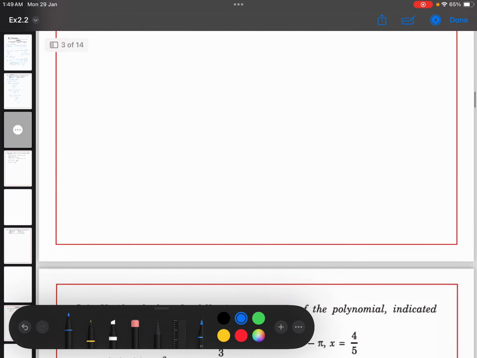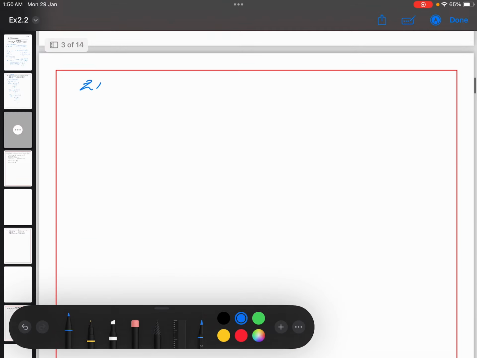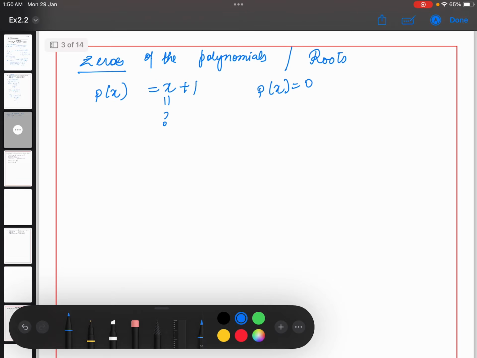We are asked to find the zeros. So what we mean by zeros of the polynomial is, before we shift, the zeros of polynomials are also called roots. Suppose you're given an equation like this. The zeros of the polynomial means the value of x such that your entire equation becomes equal to 0.